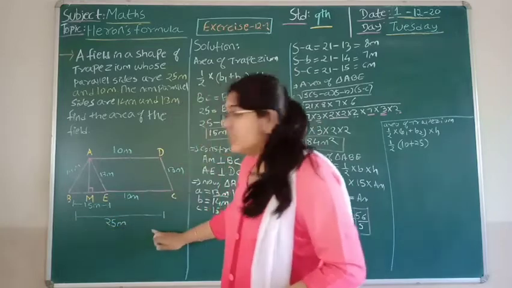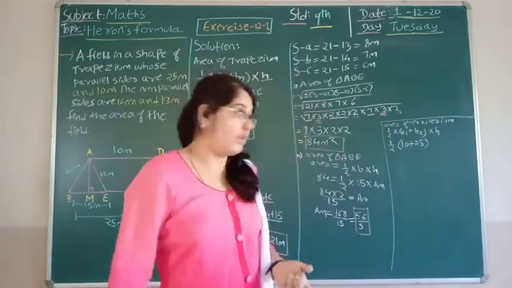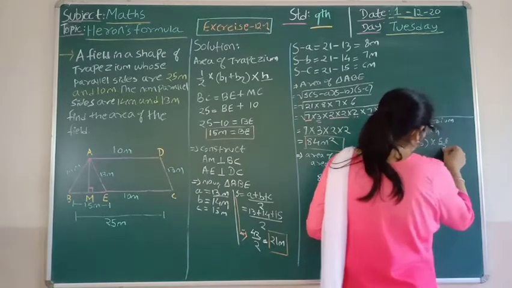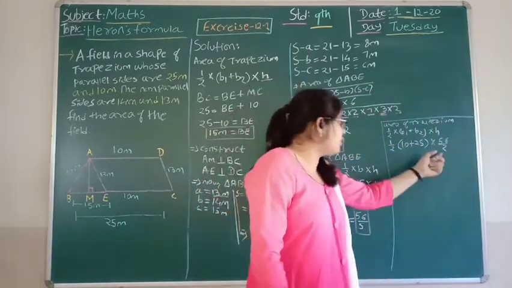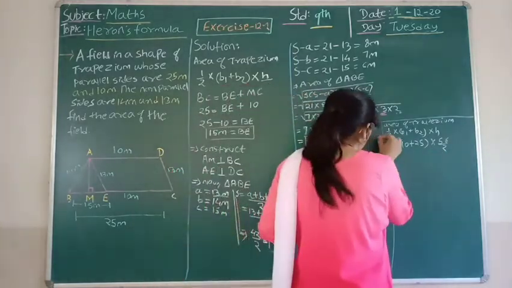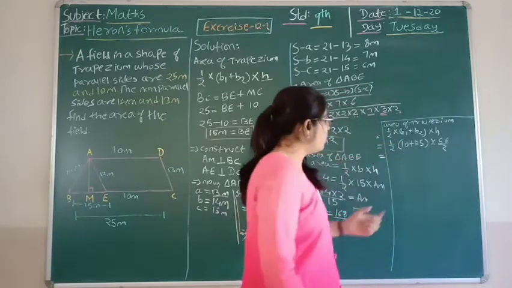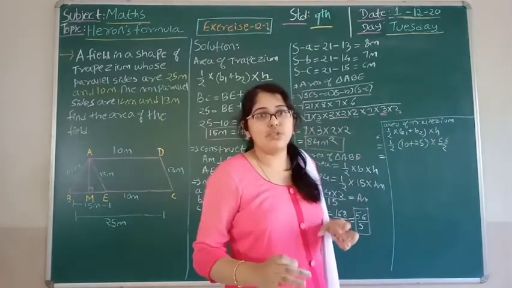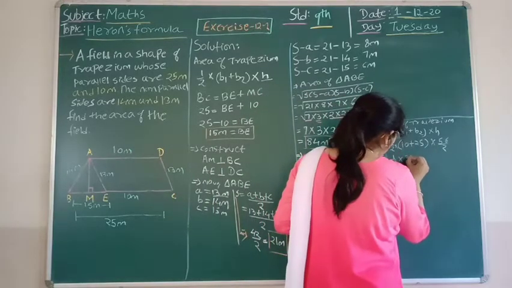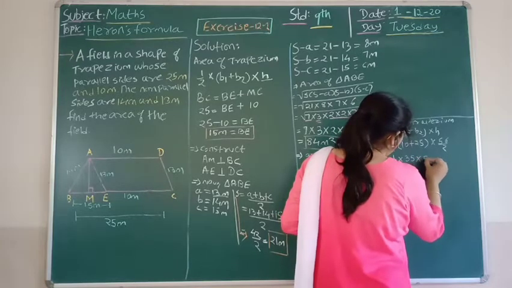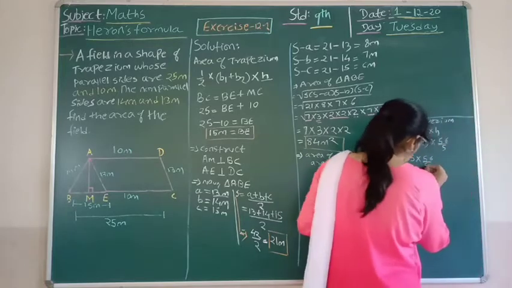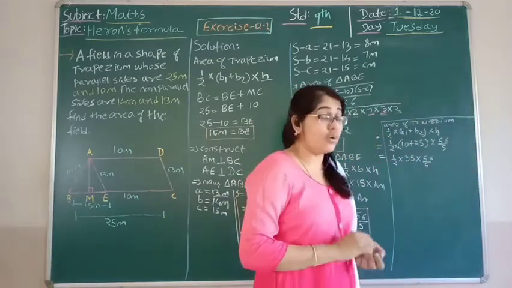And the height we have found over here is 56 by 5. You can take it as 11.2 and multiply it, but if I take it in this form, it will be very easy to solve. So if I add 10 plus 25, it is 1/2 into 35 multiplied by 56 by 5. Now see students, it is quite easy to cancel this because 35 can be divided by 5.